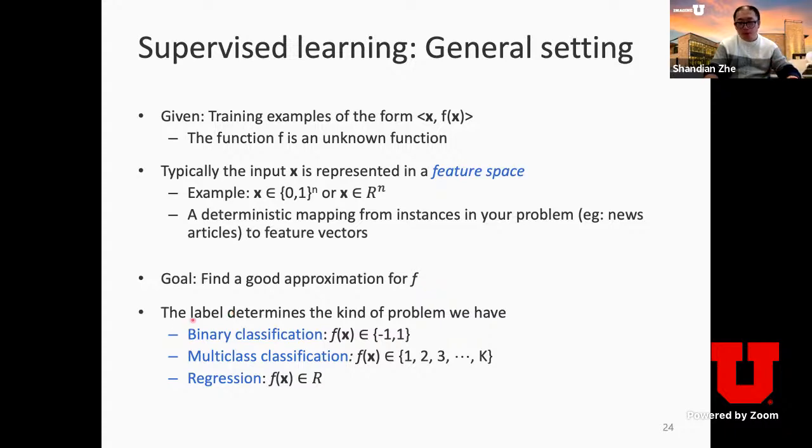And finally, the label space actually determines the kind of problem we have. If your label space just includes two labels, then we call your task binary classification. If your label space consists of discrete labels like 1 to k, then we call your task multi-class classification. If your label space is continuous, say the real space, then your task is called regression. Does it make sense?